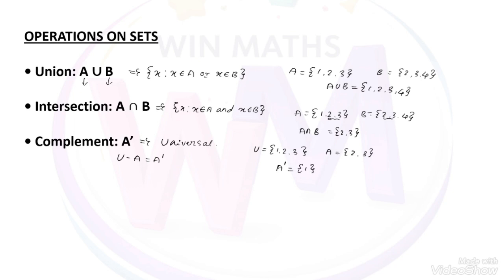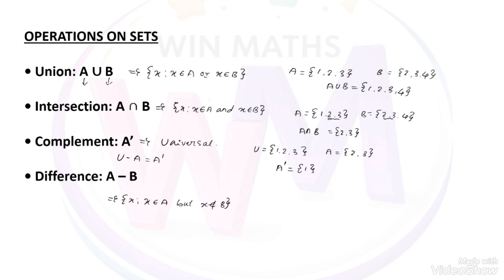Now the other one is difference of sets. What do we mean by the difference? Difference means an element x which is present in A but not in B. The element which is present in A only but is absent, or not in B, we can call it A minus B.